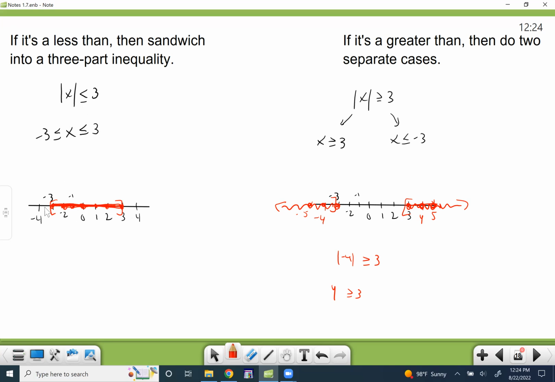It's sandwiched, it's the numbers in between. And so that's always going to be the case for these absolute value inequalities. So let's go ahead and dive in.